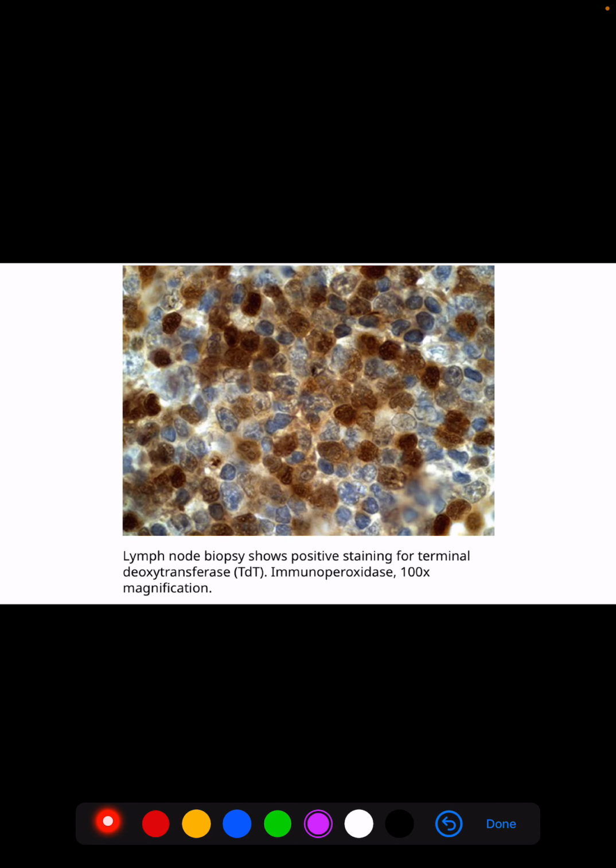And immunohistochemistry from lymph node biopsy shows positive staining for terminal deoxynucleotidyl transferase. Lymph node biopsy. So in lymph nodes also cells will be there, no? So these are positive staining for TdT.